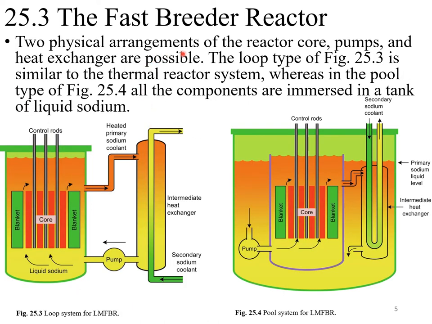Two physical arrangements of the reactor core, pumps, and heat exchangers are possible. The loop type of the left figure is similar to the thermal reactor system, whereas in the pool type of the right figure, all the components are immersed in a tank of liquid sodium. There are advantages and disadvantages to each concept, but both are practical. For instance, the pool design boasts greater heat capacity due to the larger sodium mass, whereas the loop configuration reduces the neutron shielding needed to avoid secondary sodium activation.